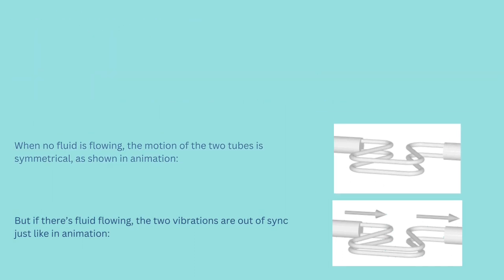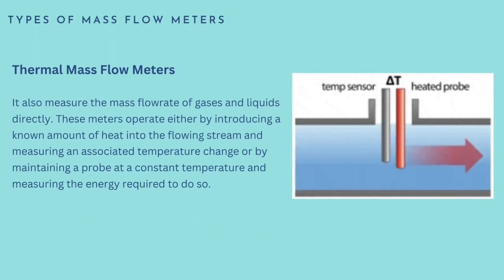So another type is thermal mass flow meters. Also measures the mass flow rate of gases and liquids directly. So these meters operate either by introducing a known amount of heat into the flowing stream and measuring an associated temperature change, or by maintaining a probe at a constant temperature and measuring the energy required to do so.